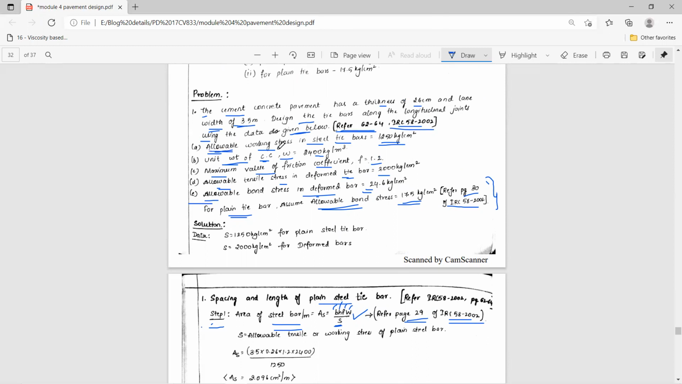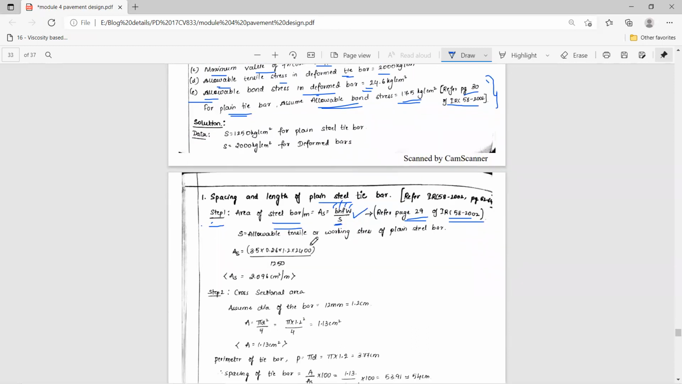This is the S value, allowable working stress in the steel, that is equal to 1250 kg per centimeter square as given in the problem. Now you have all the values, substitute in the formula. A suffix S will be equal to 3.5 into, you have to substitute all the values in terms of meter, 0.26 into friction value 1.2 multiplied by 2400 divided by 1250. Therefore area of the steel is equal to 2.096 centimeter square per meter.